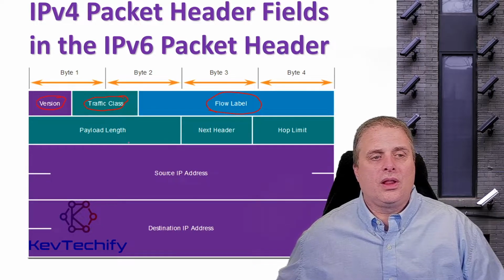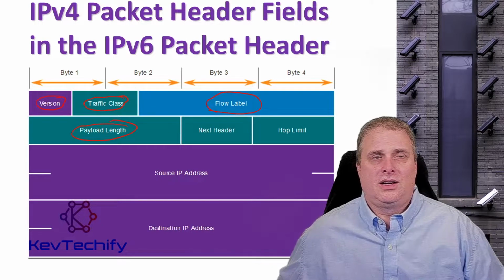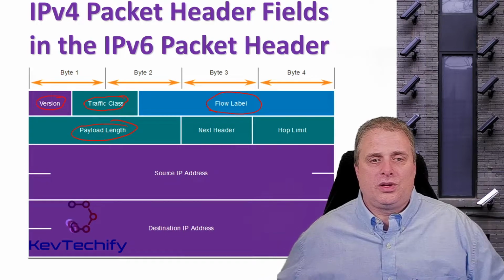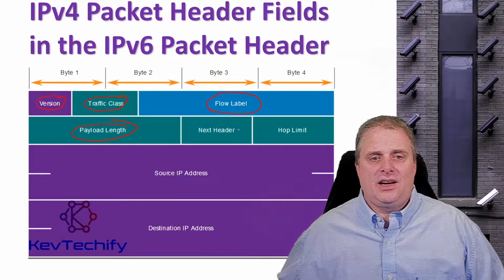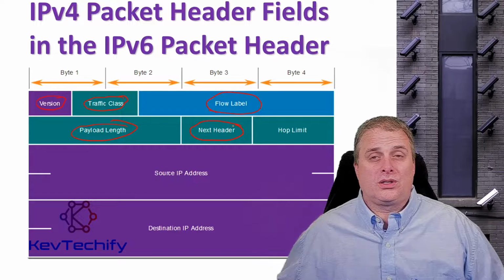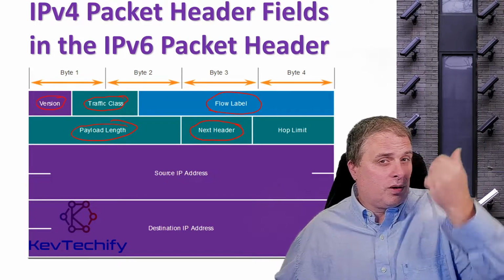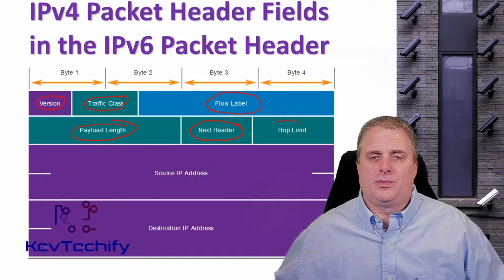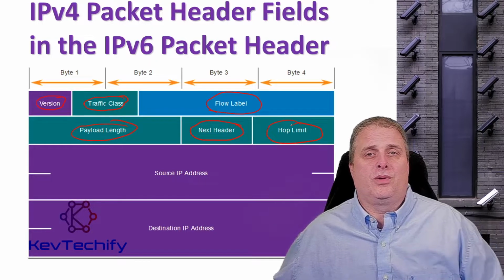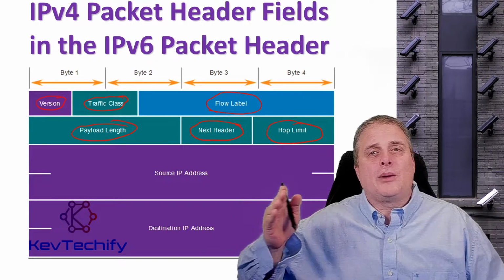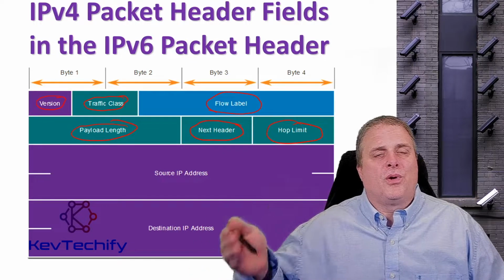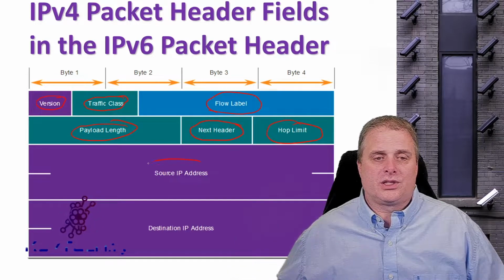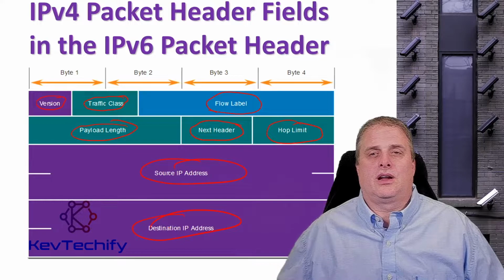Then we have the payload length. Right there indicates the length of the data portion. So what follows the header? How long is it? That's what we're looking at. The next header here identifies the protocols that are used in layer 4 and above. So is this ICMP, TCP, UDP? And then the hop limit. This replaces the time to live in IPv4. It can only go through so many hops. It can go through only so many routers before that packet, if it hasn't reached its destination, is deleted. And then we have, of course, our source address and our destination IP address.